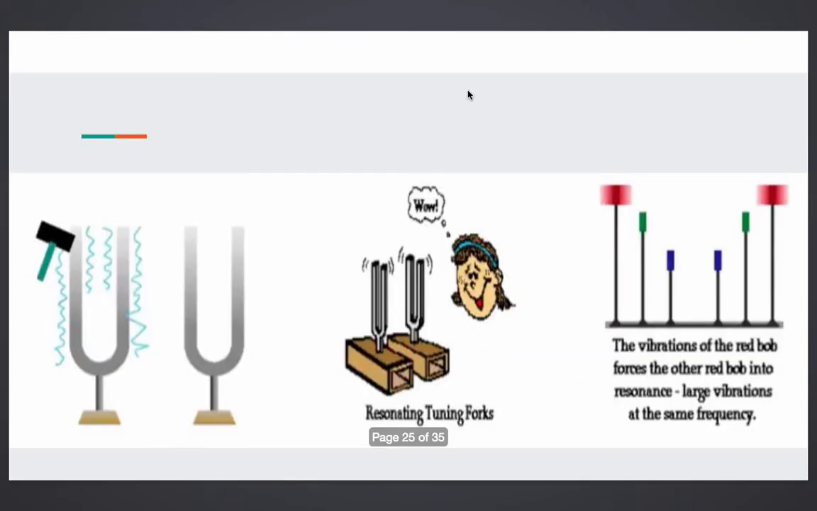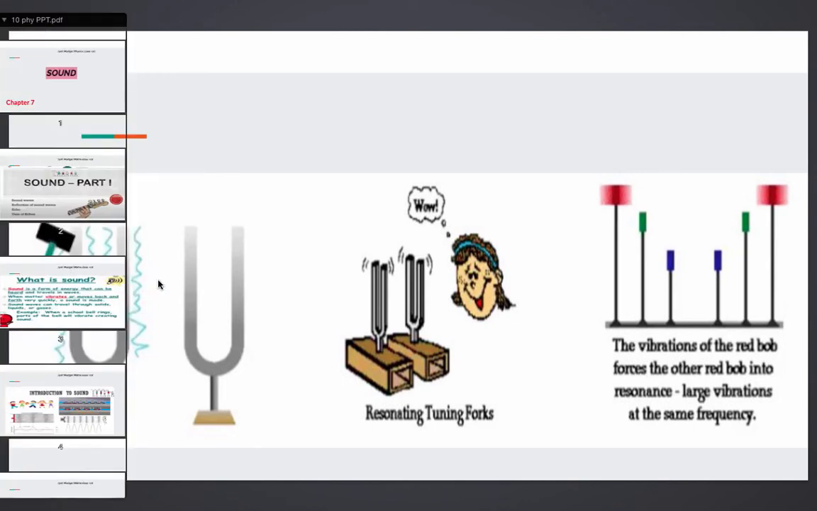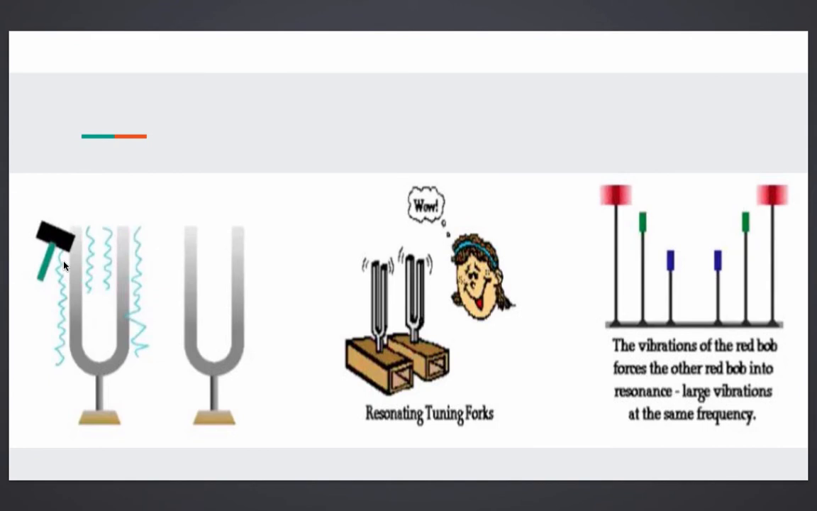Okay, clear, students? See this part now, the slide. There are various examples given in your book, right? So these are some of those. There are two tuning forks. The first one is hit on the rubber pad and starts vibrating. Now there are two hollow boxes kept such that they are facing each other.